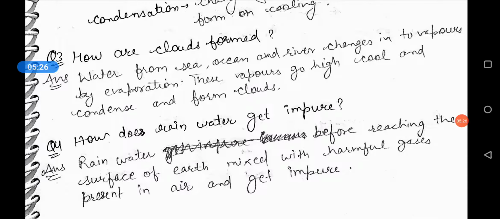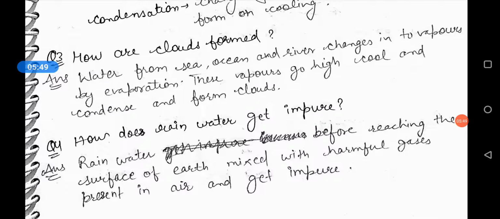Now move to question number 4. How does rainwater get impure? What happens when rain starts? When clouds start raining, that rain is the purest form of water. But by the time it reaches the surface of the earth, it gets impure.